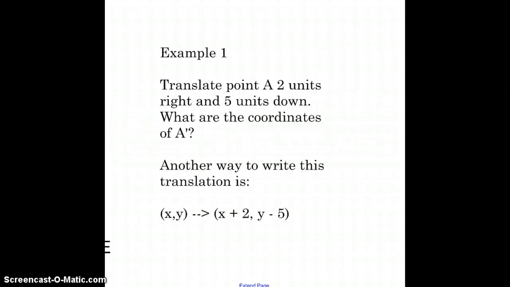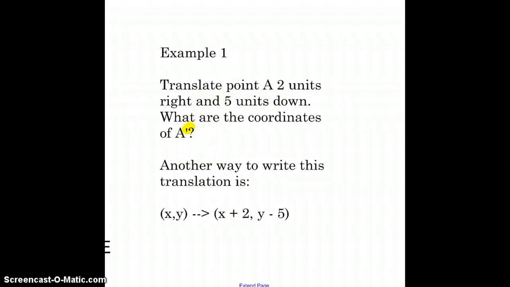Take a look here at example 1. It's asking us to translate point A 2 units right and 5 units down. I'll show you the graph here in just a moment. Let's look at the problem first. So translate point A 2 units right, 5 units down. And they want to know what the coordinates are of A prime. So if you take a look here, see this little apostrophe? In math we call that prime. So A prime, which will be our new point. So here's our original point A. New point will be A prime.